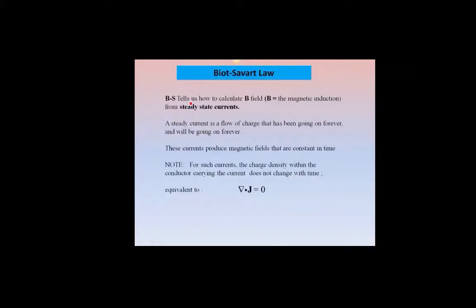Biot-Savart tells us how to calculate B from steady state currents. So these are constant currents that aren't changing, and remember, a steady current is a flow of charge that has been going on forever, and it will be going on forever. The currents produce magnetic fields that are constant in time. For such currents, the charge density within the conductor carrying the current does not change, and that's equivalent to our divergence of J equaling 0.